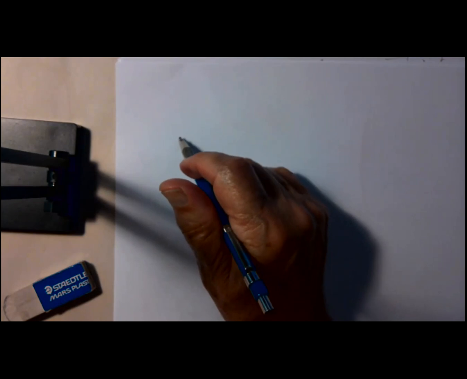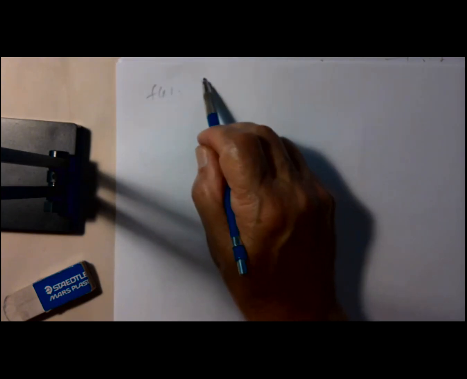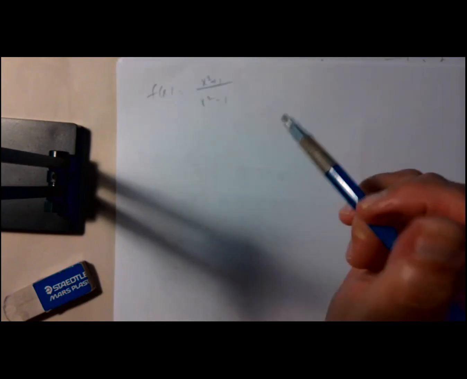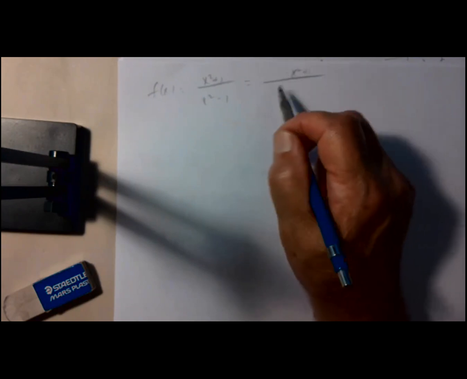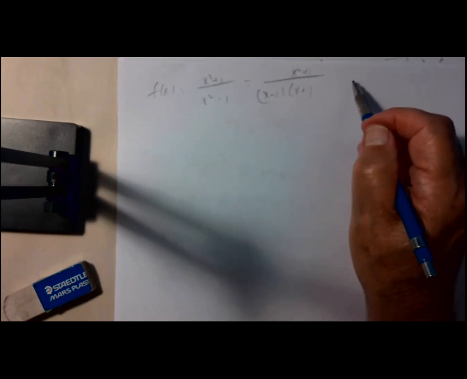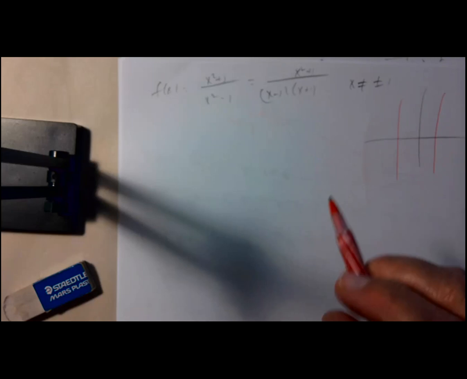Let's look at another example. Suppose we have the function f of x equals x squared plus 1 over x squared minus 1. So x squared plus 1 is never 0, it's always at least 1. But the denominator factors into x minus 1 times x plus 1. So this function is only defined for x not equal to plus or minus 1. So this is the line x equals 1. This is the line x equals minus 1. And we would expect vertical asymptotes at these two lines. This function has two vertical asymptotes.